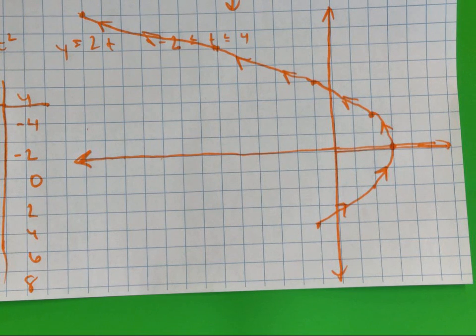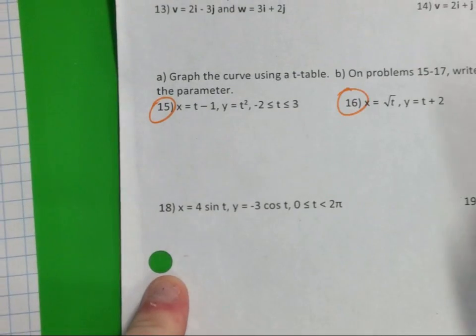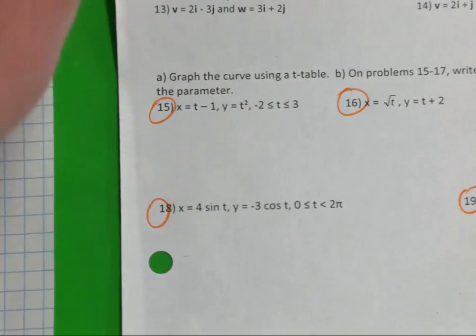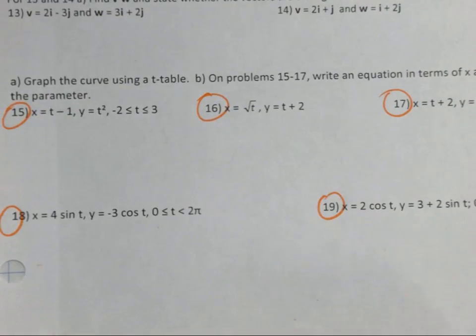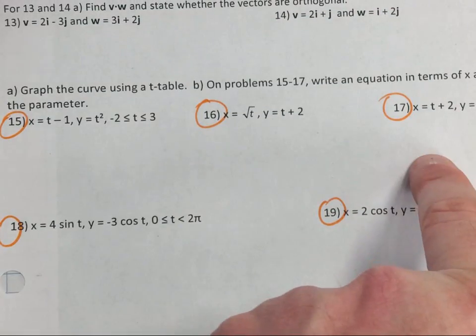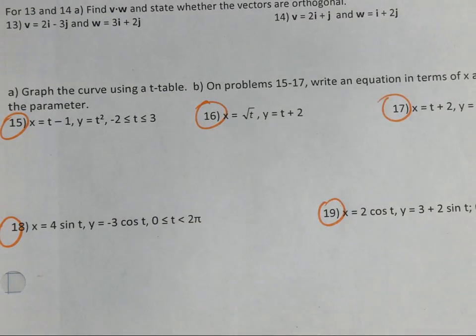Okay, your homework is more practice. Turn this in, page 13, numbers 15 through 19. It says graph the curve using a T-table. That's what we just did. On problems 15 and 17, after you graph it, they want you to eliminate the parameter. Only on 15, 16, and 17, okay? You don't have to do that on 18 and 19. Just read your directions. Page 13, numbers 15 through 19.